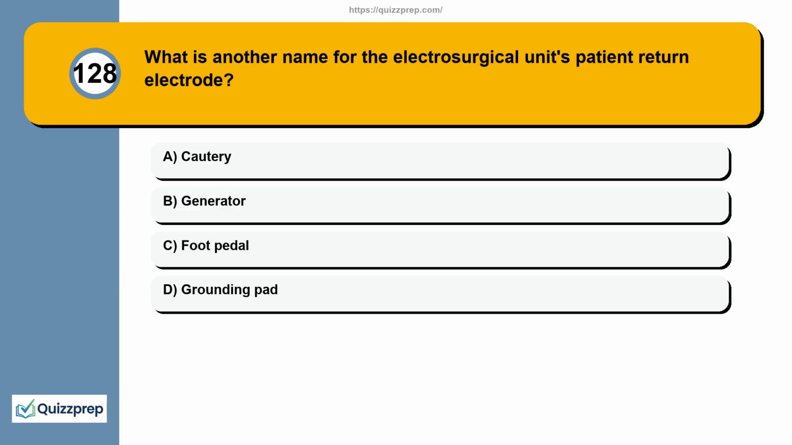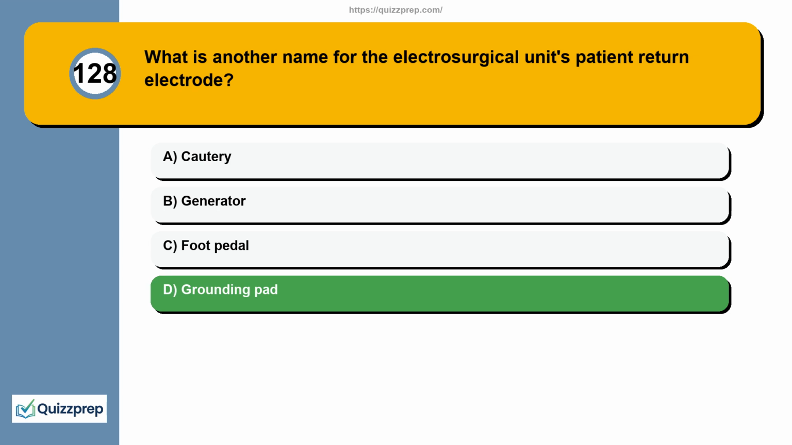Question 128. What is another name for the electrosurgical unit's patient return electrode? Option A, cautery. Option B, generator. Option C, foot pedal. Option D, grounding pad. The correct answer is option D, grounding pad.